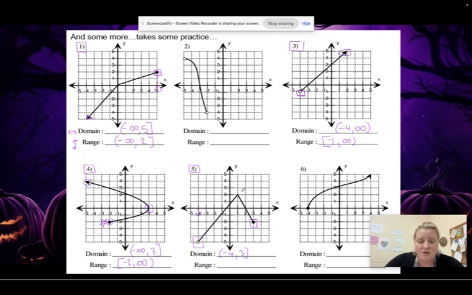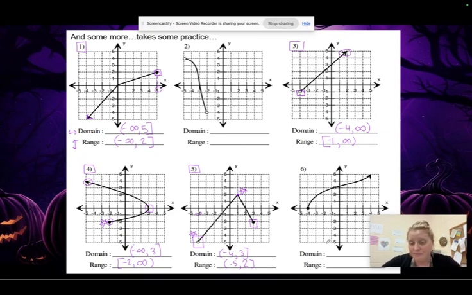Now for range, we want the highest point, which is right here, and we want the lowest point, which is right here. So my range will go as low as -5, and the highest it goes is 2. We have a solid dot at 2, but we have an open dot at -5. So if you want to go ahead, pause the video and just try numbers 2 and 6 and see how that goes for you.